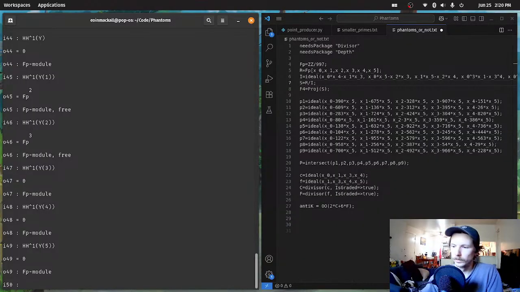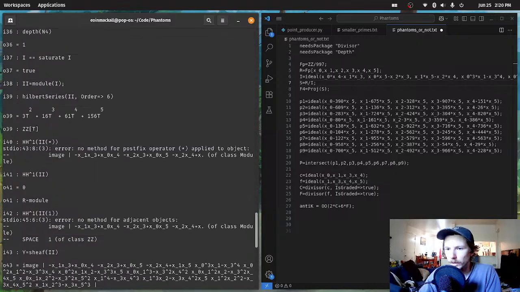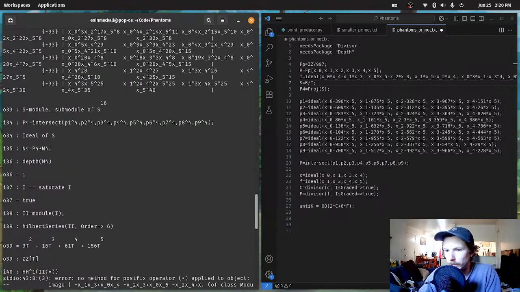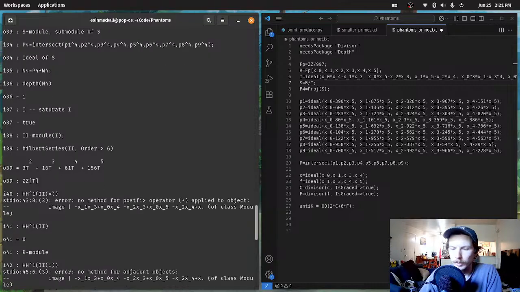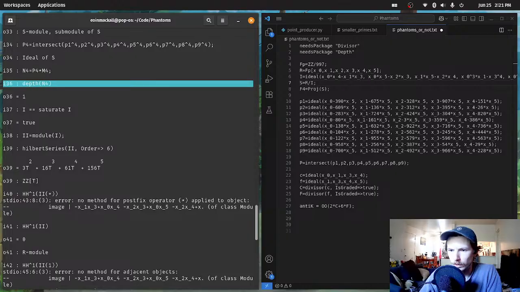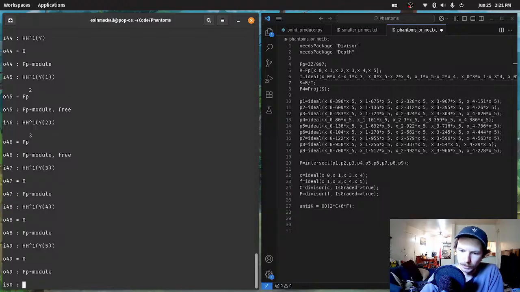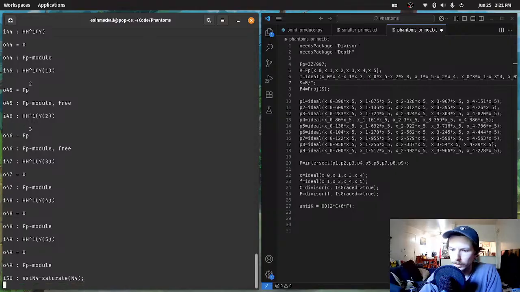Okay, so I think that could be a problem, and I might check it out later. But let's try taking N4, which has depth 1, and we need to saturate it. So sat N4 is going to be saturated. I think that's probably going to take a little bit.